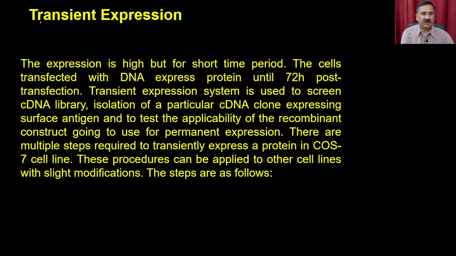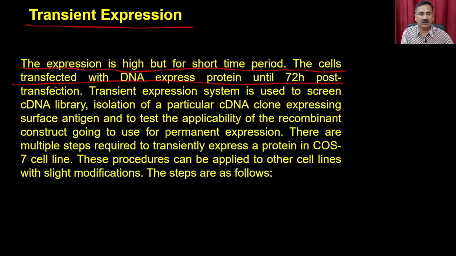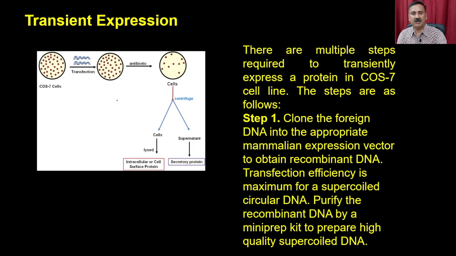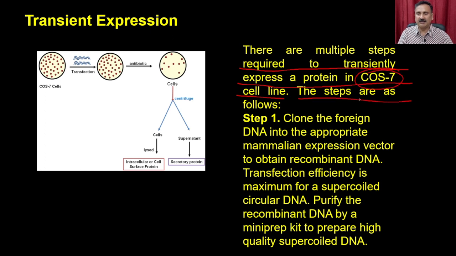In the transient expression system, the expression is very high, but for a short period of time. The cells transfected with the DNA express protein until 72 hours post transfection. So how are you going to do the transient transfections? There are multiple steps required to transiently express a protein in a Cas7 cell line. I have taken the Cas7 cell line as an example. The steps are as follows.